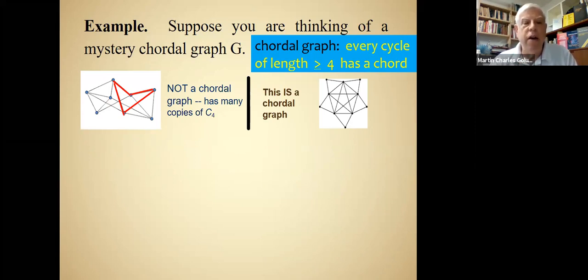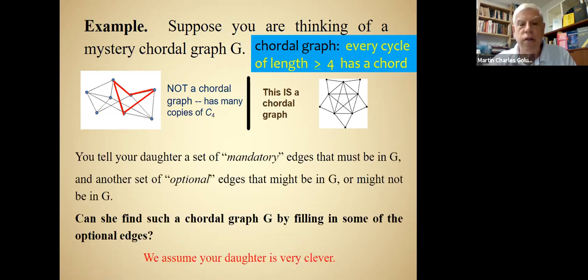On the left, we have a graph that's not chordal because here you can see a cycle of length 4 which does not have a chord, an edge that would break up this cycle. And on the right, you have a graph that is chordal. There are no holes or chordless cycles in this graph.